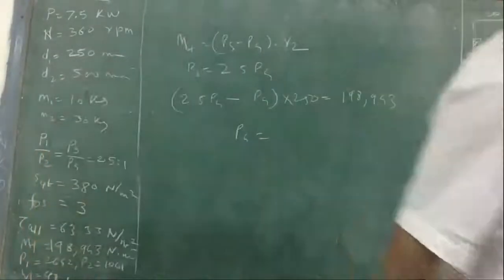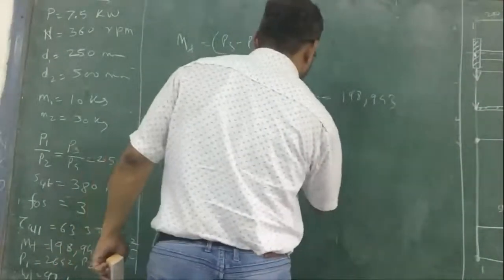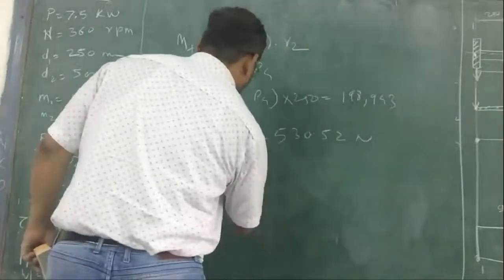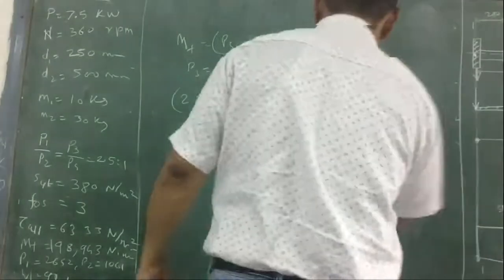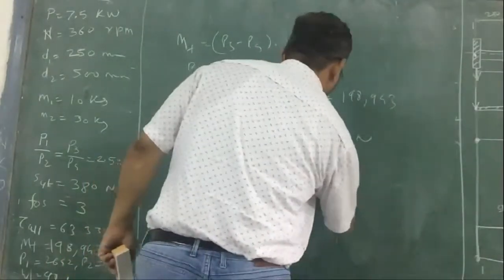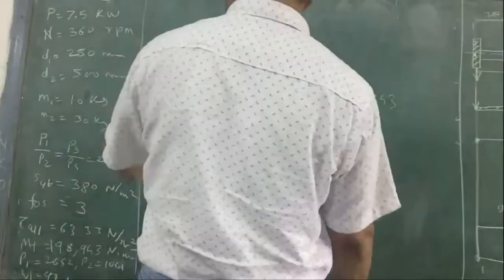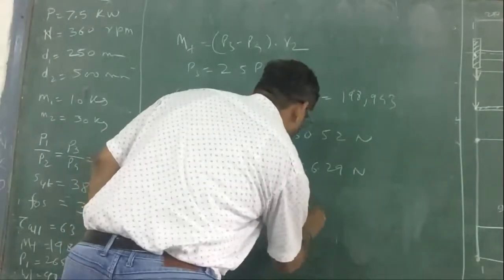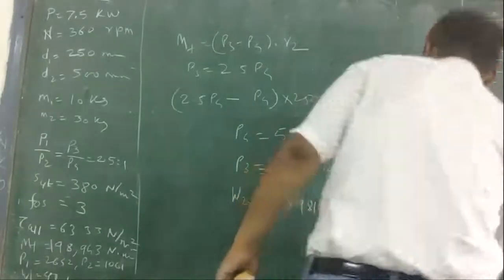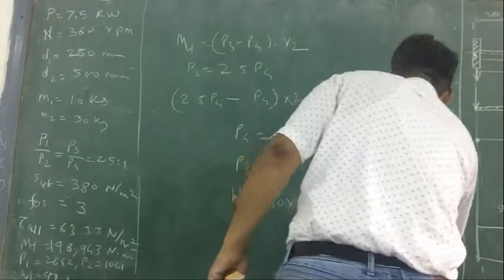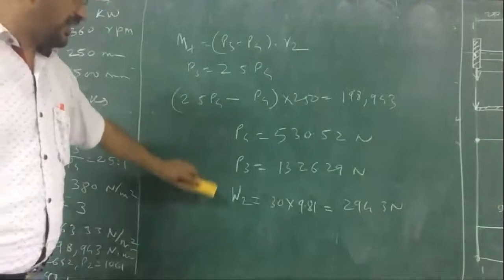So P4 we will get as 530.5 Newton, and P3 we will get as 2.5 times of it, which will be 1326. And the weight of pulley 2 is 30 into 9.8, so 98.1 times 3, so it will be 294.3. Right? So this is at pulley 2. P3 is this, P4 is this, and the weight is this.